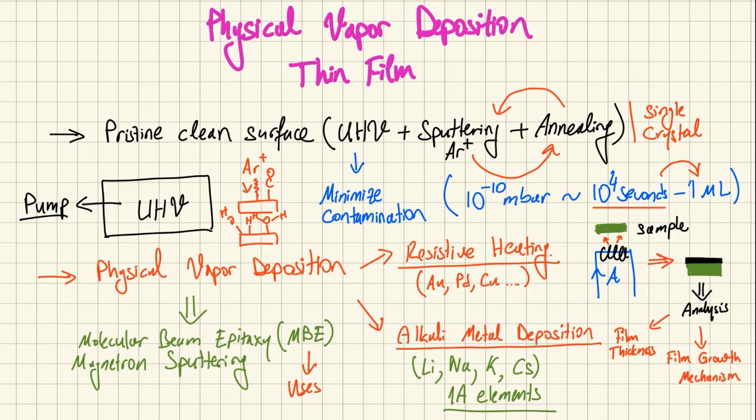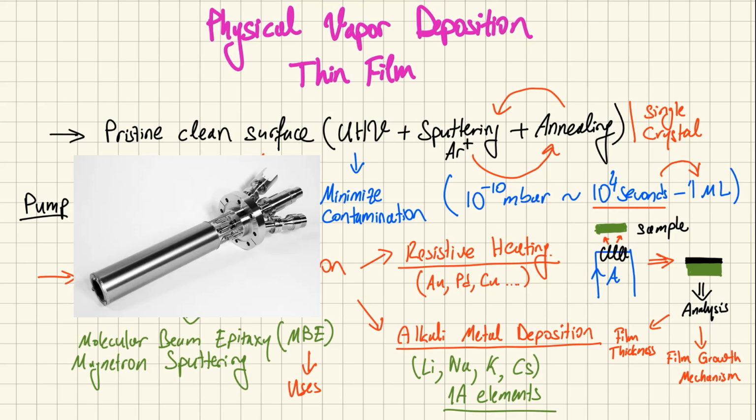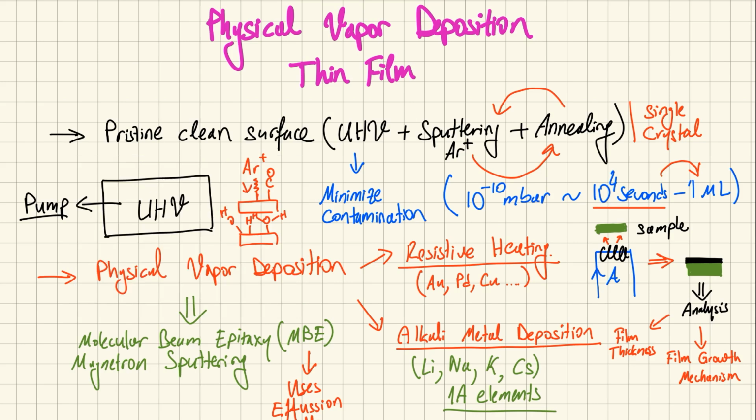One of the easiest thin film production methods is physical vapor deposition. And there are a few different types of physical vapor deposition. One of them is molecular beam epitaxy. This method uses effusion cells for different sources. Another method is using magnetron sputtering. It is also a very useful method. But in this video, I mainly talk about the resistive heating and alkali metal deposition.